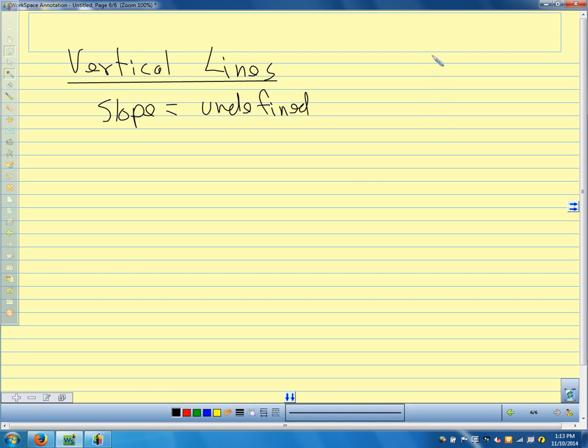And the way you can remember that is if you fall down a vertical line, once you hit the ground, you end up being undefined. The equation of a vertical line is x equals a constant. So for example, x equals 2, x equals negative 3, x equals 5. That would be the equation of a vertical line.